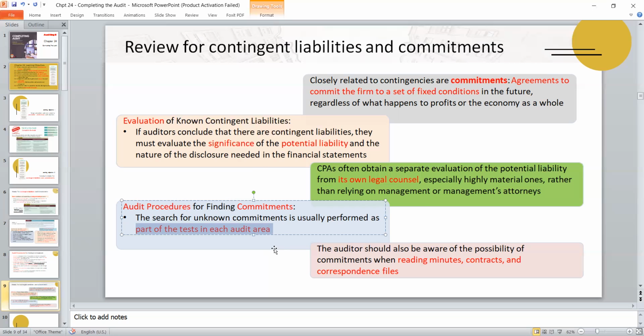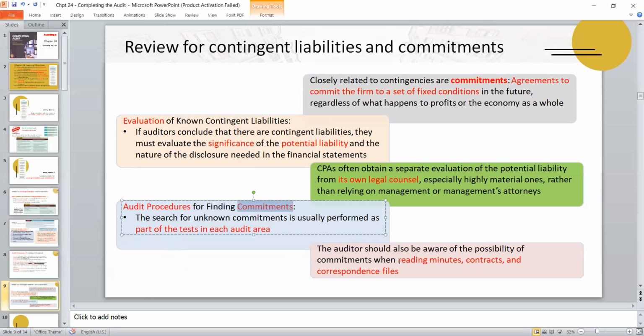indirectly you already audit the commitments in the future. Like I said, like accounts receivable, the bank loan, and maybe some kind of impairment for the assets. All of this is already included in the test of detail balance for its account.